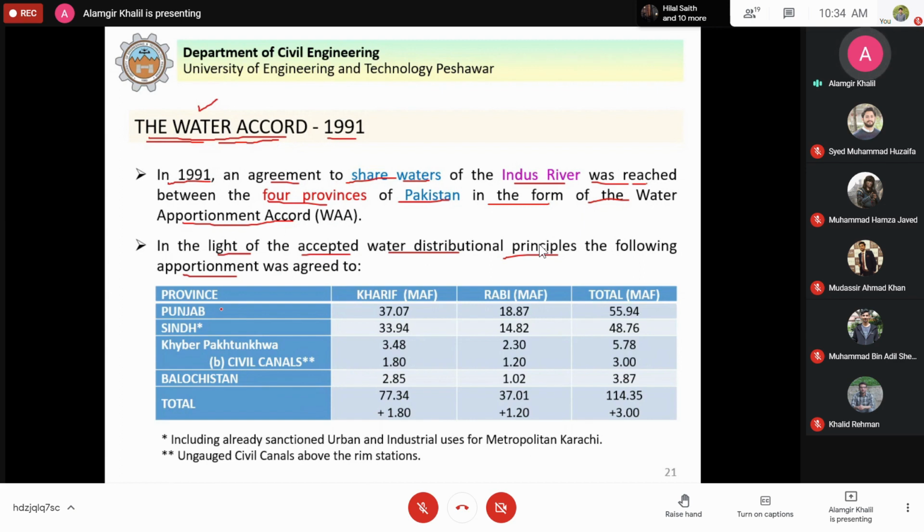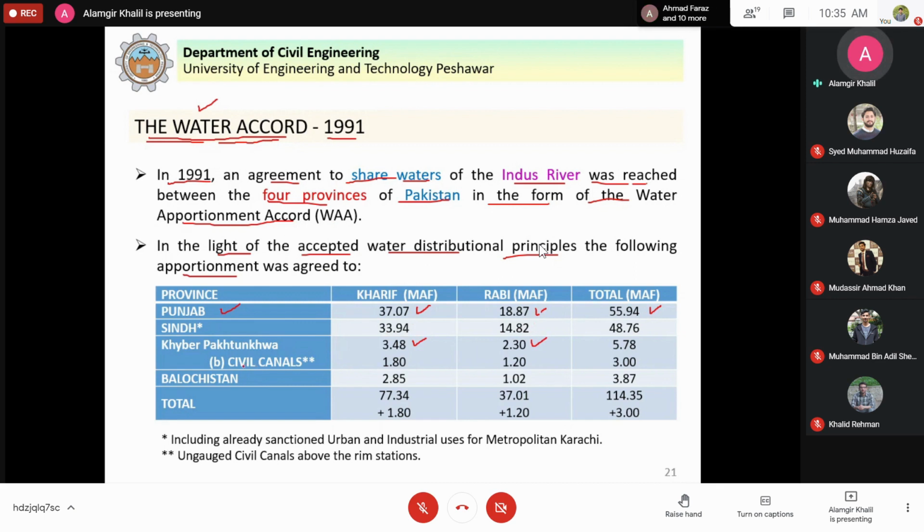You can see here for Punjab, in the Kharif season, this much water should be available, 37.07 million acre feet. And in the Rabi season, 18.87 million acre feet, making a total of 55.94 million acre feet. For Sindh, you can see here this much in Kharif and Rabi seasons. For Khyber Pakhtunkhwa, 3.48 million acre feet during the Kharif season and 2.30 million acre feet during the Rabi season.